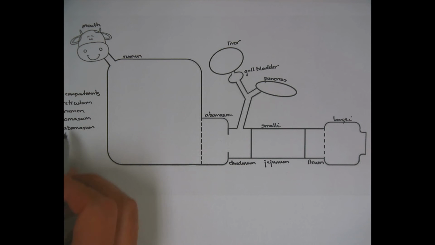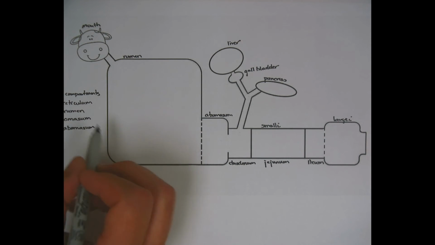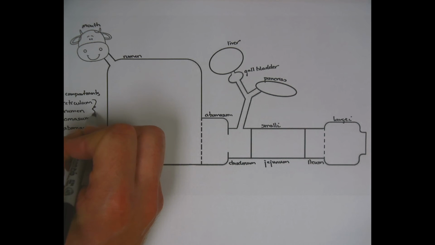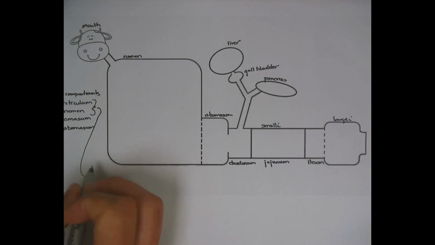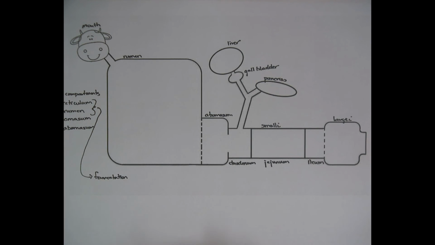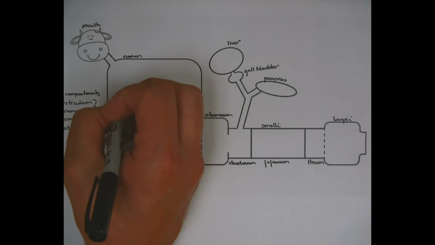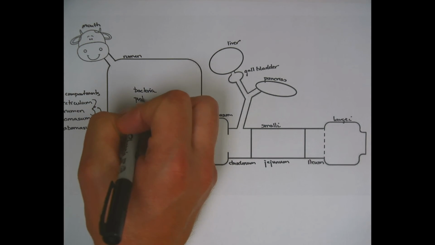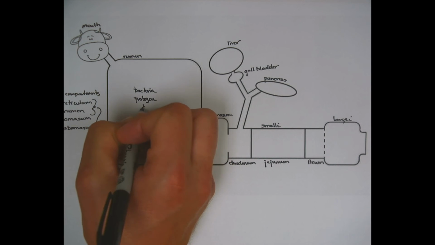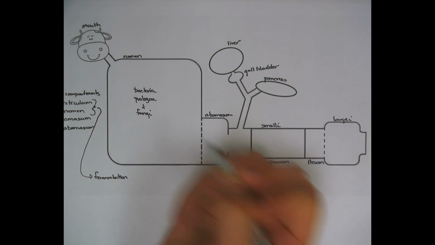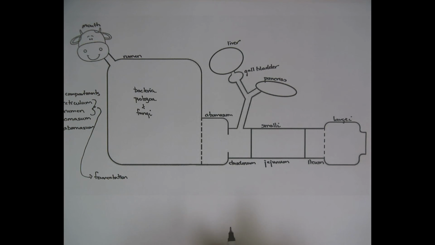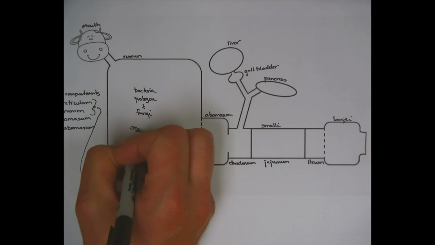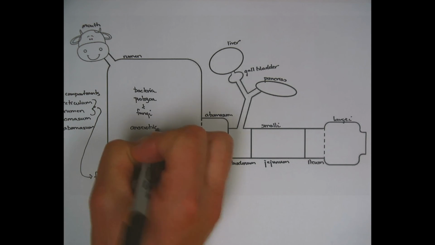Okay, and we said there are 4 compartments to the stomach: the reticulum, the rumen, the omasum, and the abomasum. The reticulum and the rumen are the site of fermentation. So this is where fermentation occurs. And fermentation is the result of the activity of bacteria, protozoa, and fungi. Okay, and for fermentation to occur, we need this rumen to be anaerobic, or no oxygen present.